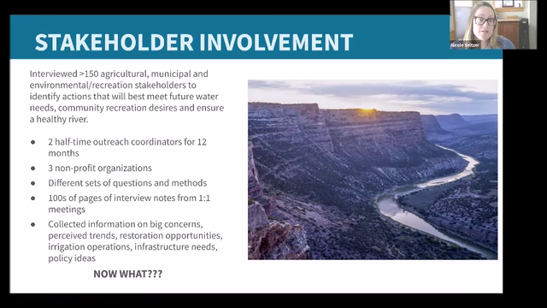And we collected information from them on a variety of topics, including what their big concerns are, what the perceived trends are, where the restoration opportunities are, how their irrigation operations were working, what their infrastructure needs were, and big picture policy ideas. So we finished all of that, and I sat in front of my computer in a little bit of a panic because I wasn't sure what to do next. And a mutual colleague introduced me to David, who said, I know exactly what you should do. And so we wanted to share our approach with you guys so that maybe you can learn from what we did and maybe avoid some of the mistakes.